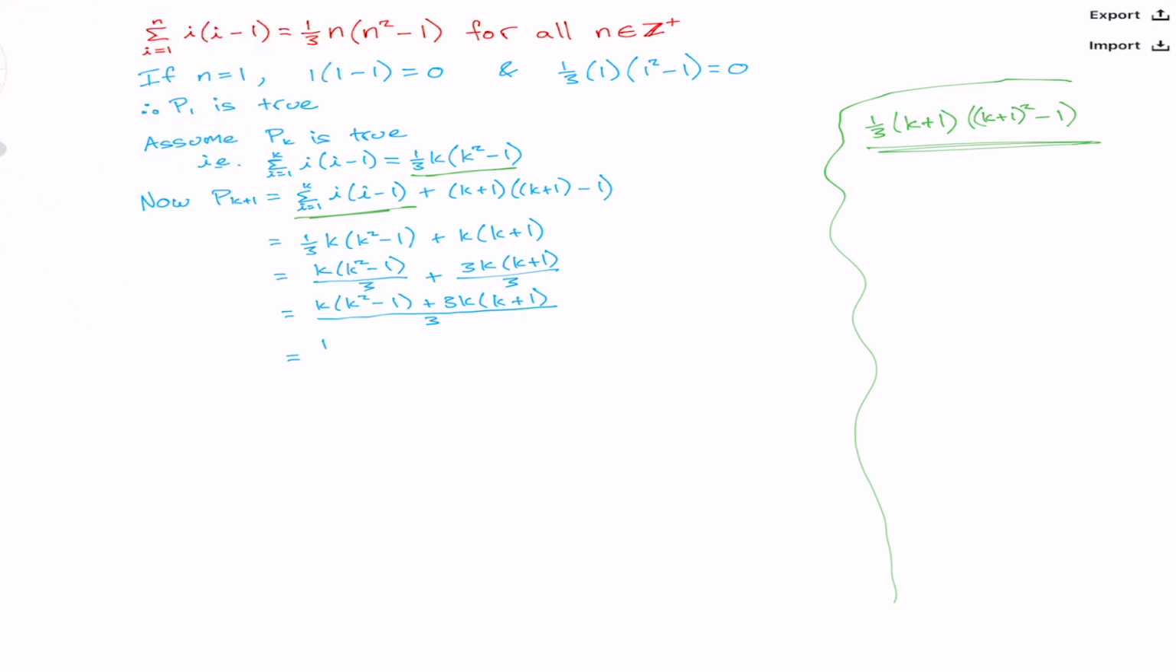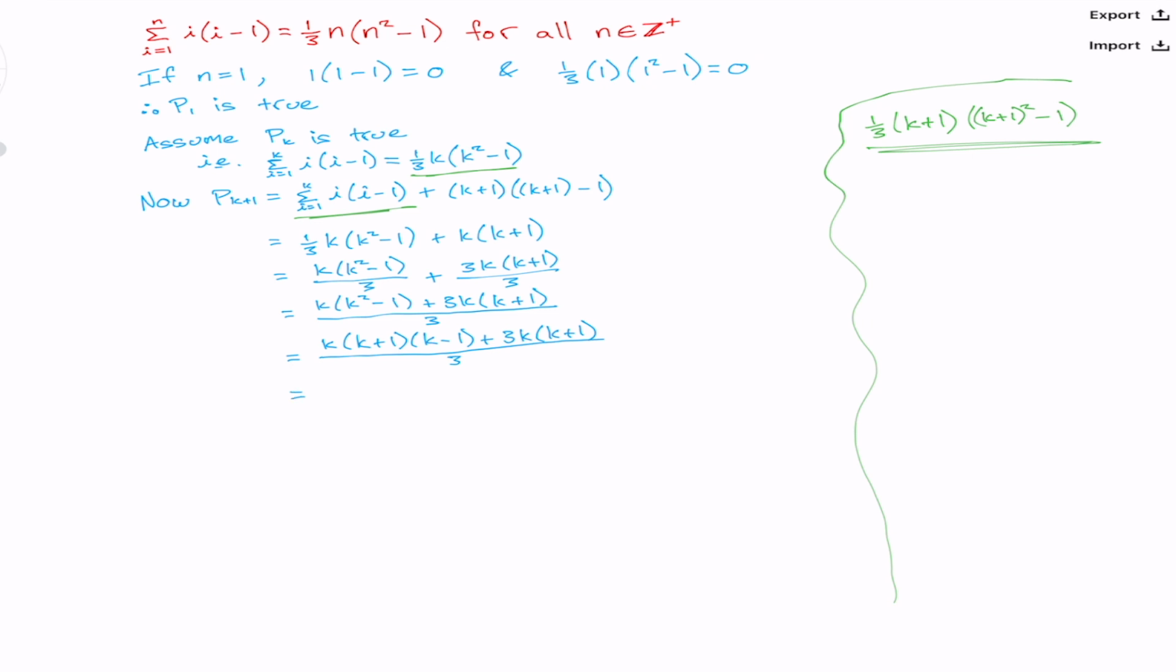And we can factorize that as the difference of 2 squares. So this is k plus 1, k minus 1, plus our 3k, k plus 1. And what that allows me to do, remember this is all divided by 3, is to factorize the k plus 1 out of both sides.